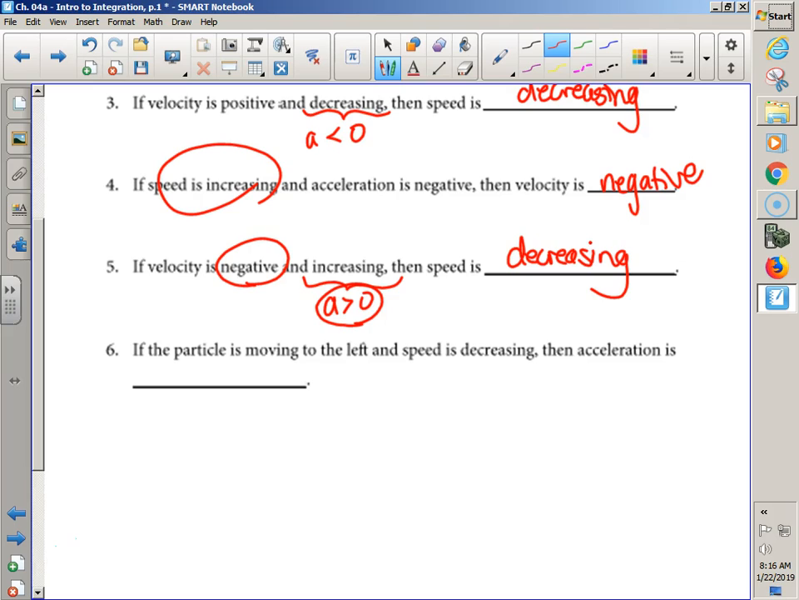If the particle is moving to the left, translate that for me. Moving to the left, what do I know? Velocity is negative. And speed is decreasing. What do I know? Signs are different, so I have opposite signs, opposite velocity and acceleration. Then acceleration is, well, opposite. If velocity is negative, what does acceleration have to be?